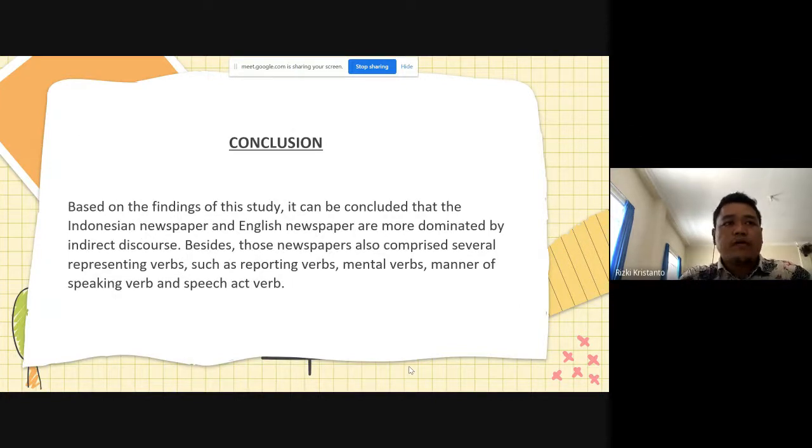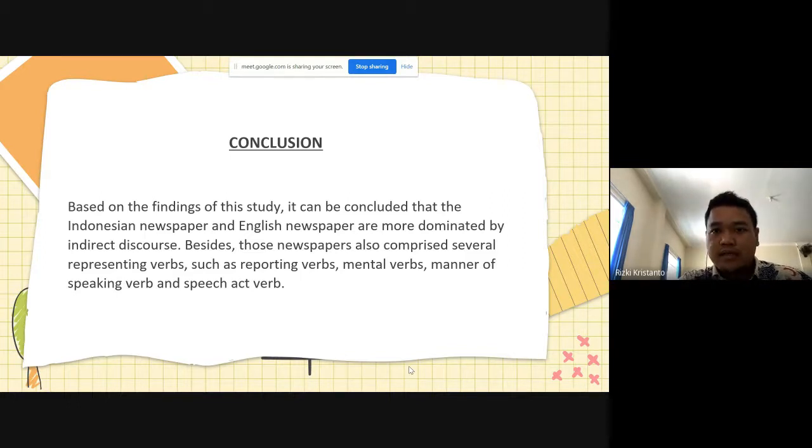Yeah. For the conclusion, based on the findings of the study, it can be concluded that Indonesian newspaper and English newspaper are more dominated by indirect discourse. Besides, those newspapers also comprised several representing verbs such as reporting verbs, mental verbs, manner of speaking verb, and speech act verb.